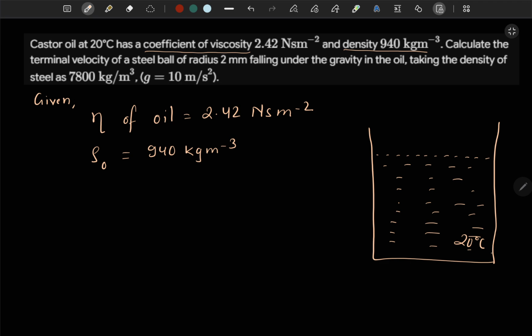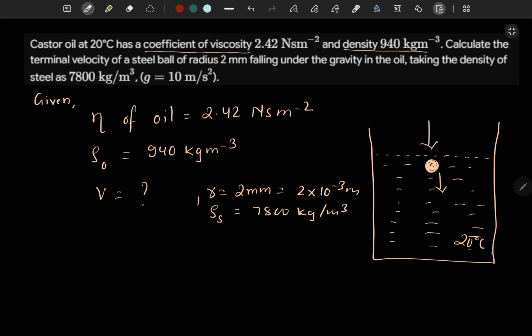And now a steel ball is dropped inside the oil, which is falling under gravity with some terminal velocity v that we need to calculate. And for this, the radius of the steel ball is given as 2 mm, that is 2 into 10 power minus 3 meter. Similarly, density of the steel ball is given as 7800 kg per meter cube.